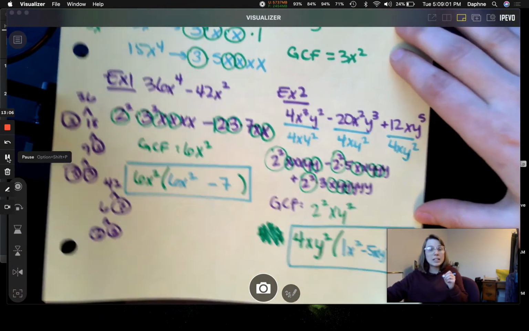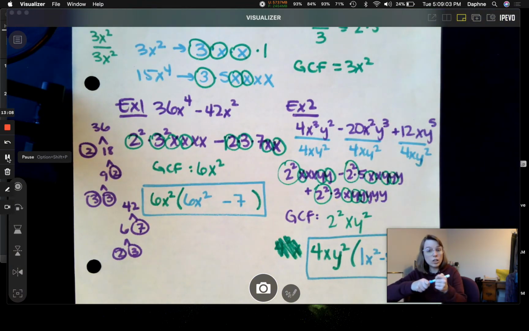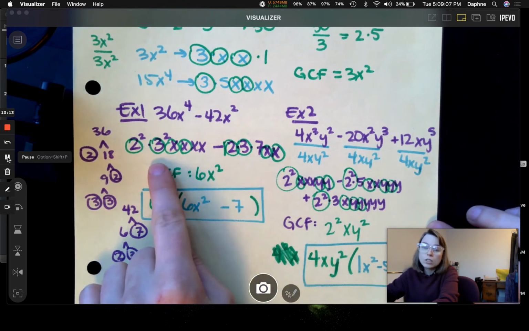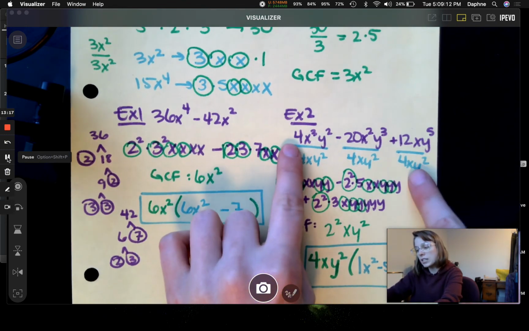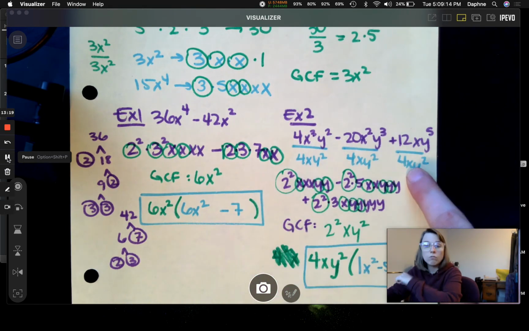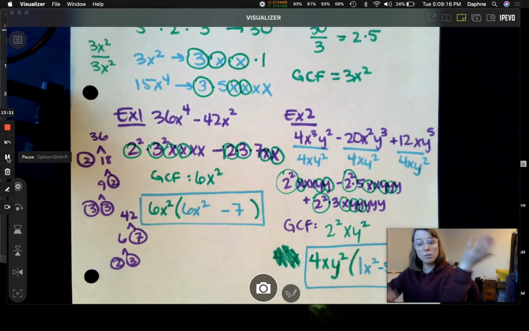So pick the method that you like best. Do you like circling and then just putting all the leftovers below? But circling requires you to have expanded. For the GCF, I could have looked at this and thought, okay, 4, 20, and 12. What divides those? 4. Okay? Boom. Got a 4. I don't have to think about the 2 squared and the factor trees. I can just go 4.